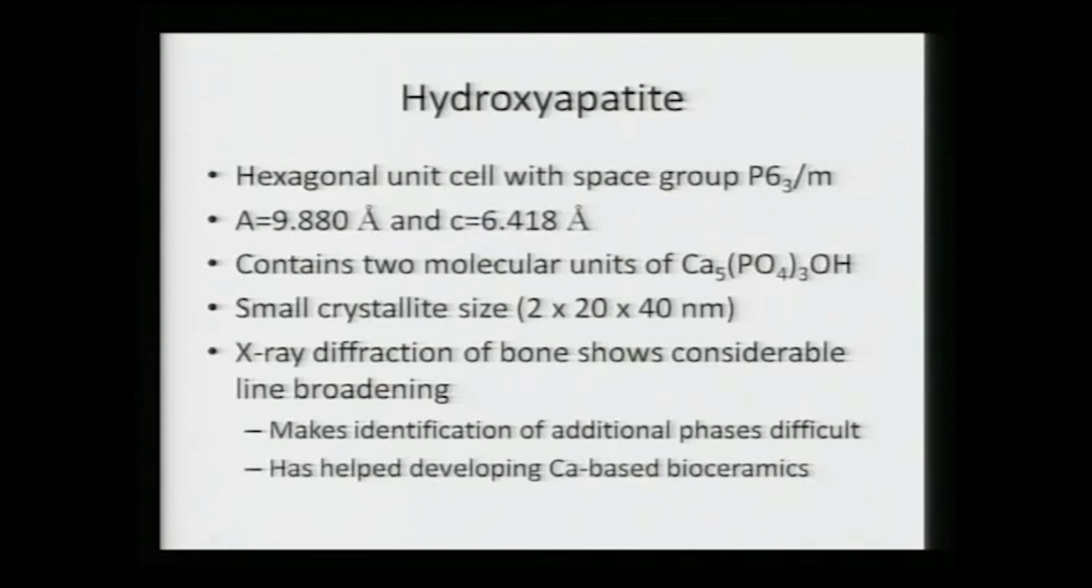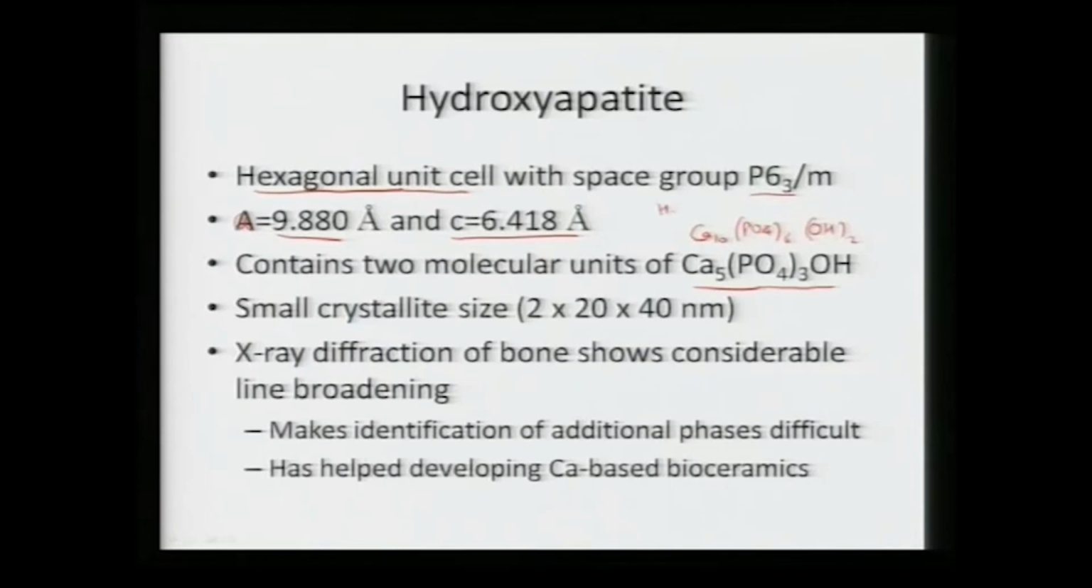So, hydroxyapatite is nothing but a hexagonal unit cell with a space group of P63/m, and it has a lattice parameter a of 9.880 angstrom and c of 6.418 angstrom. So it contains two molecular units of Ca5(PO4)3OH, so eventually it goes on to forming Ca10(PO4)6(OH)2.